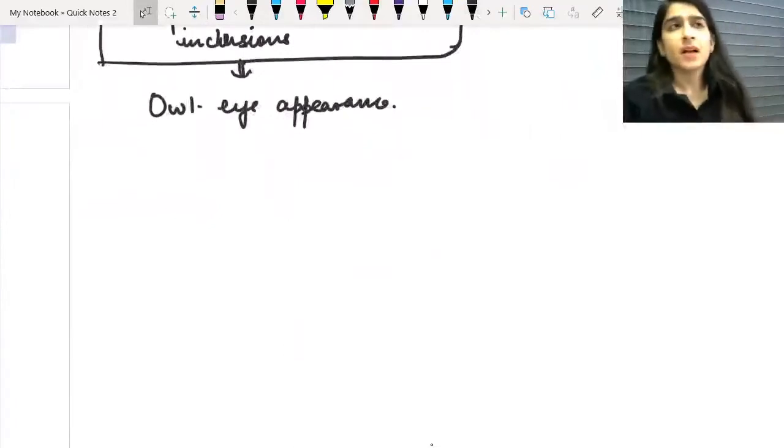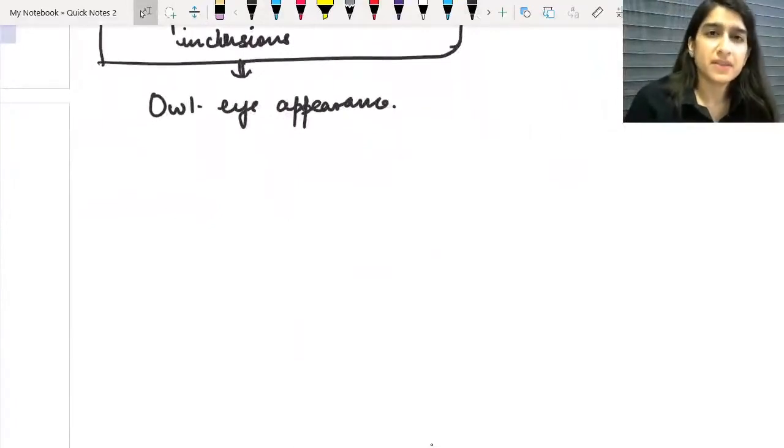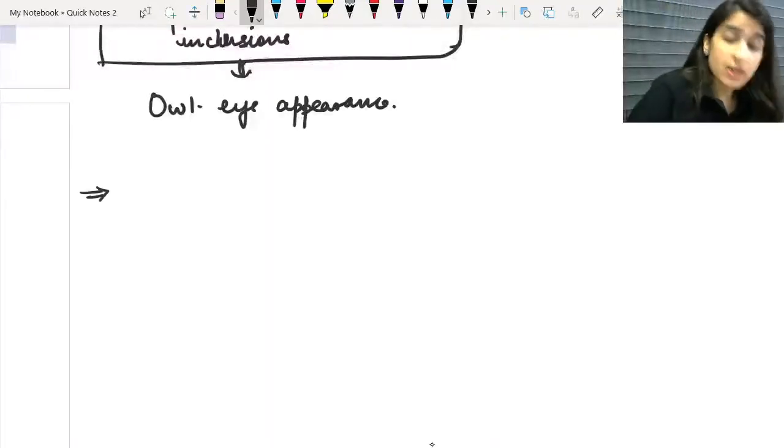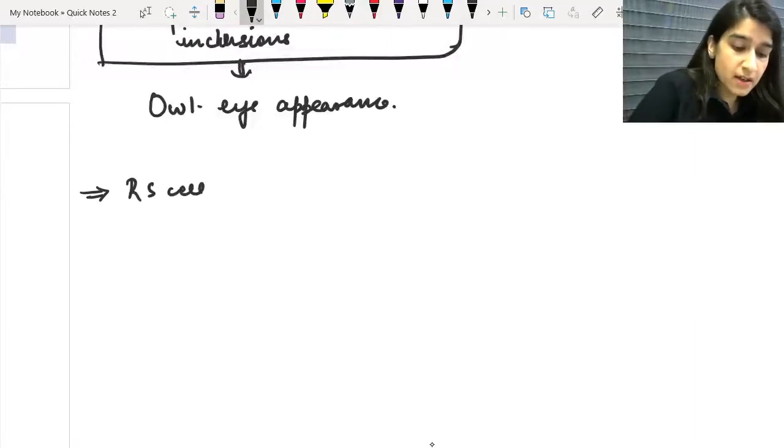Now, if RS cells are present in a histological picture, if we look at a section and are able to appreciate the RS cells, are RS cells alone diagnostic of Hodgkin's lymphoma or not? The answer is no. They alone are never diagnostic of Hodgkin's lymphoma. What is the reason? Because RS cells can be found in other conditions as well.